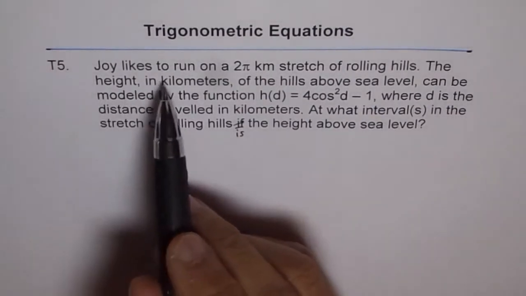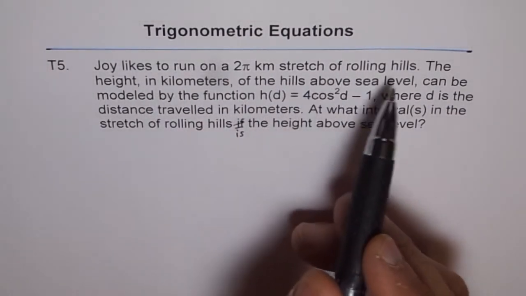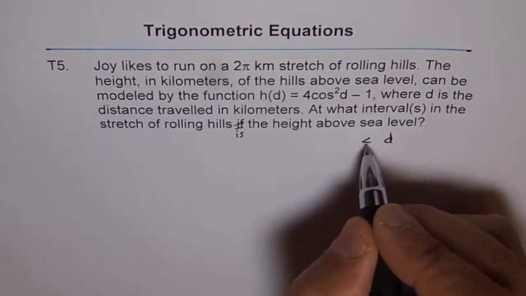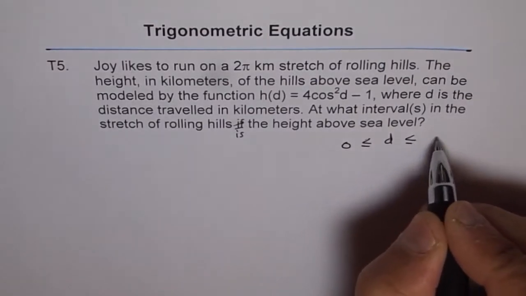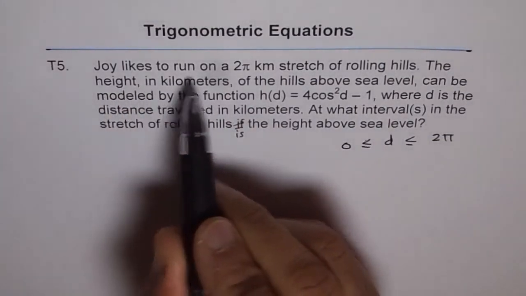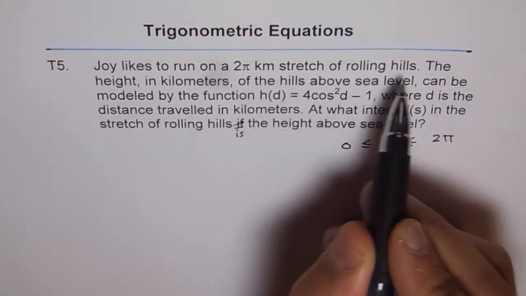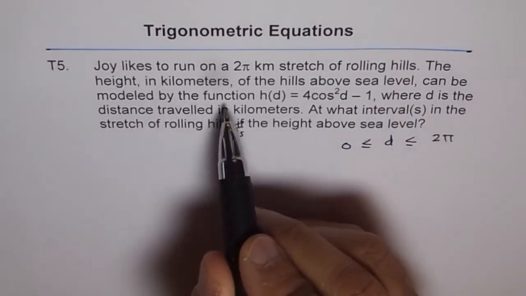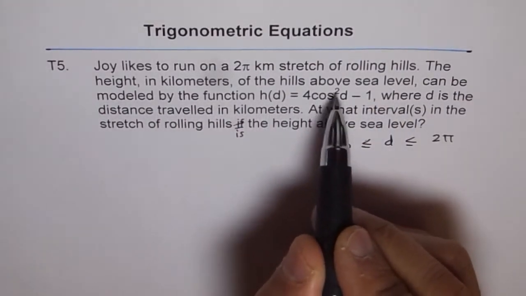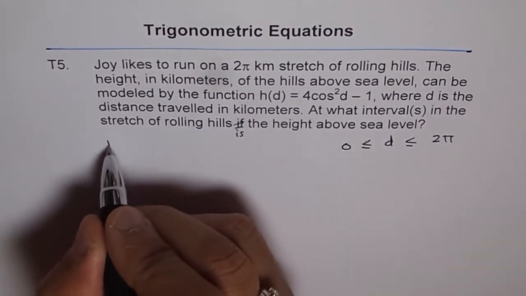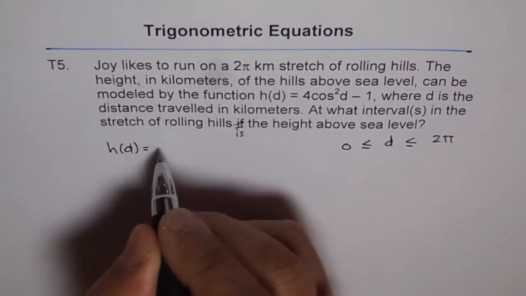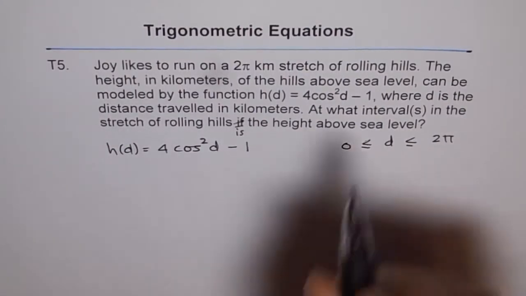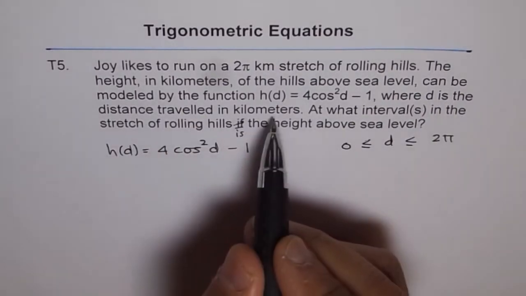T5. Joy likes to run on a 2 pi kilometer stretch of rolling hills. So our domain is d greater than or equal to 0 and less than or equal to 2 pi. The height in kilometers of the hills above sea level can be modeled by the function h of d equals 4 cos square d minus 1. So let's write down the relation here. h of d is equal to 4 cos square d minus 1, where d is the distance traveled in kilometers.